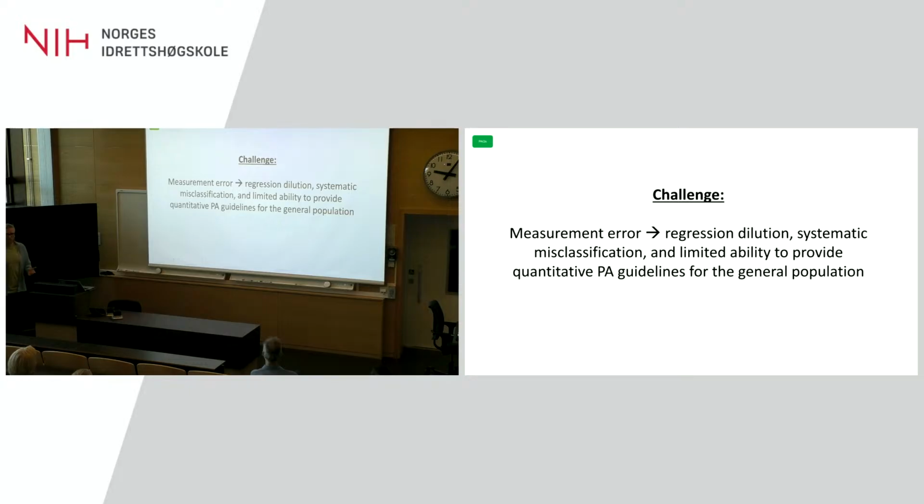But there's always the challenge that you're all well aware of, measurement error. So lots of strengths and limitations with that way of measuring physical activity. Regression dilution, that's what we observe today, that now that we have a more precise estimate of exposure, the associations become stronger. So that was a challenge. Systematic misclassification, so if you consistently overestimate something, you incorrectly classify people as, for example, being physically active. And also limited ability to provide quantitative physical activity guidelines.